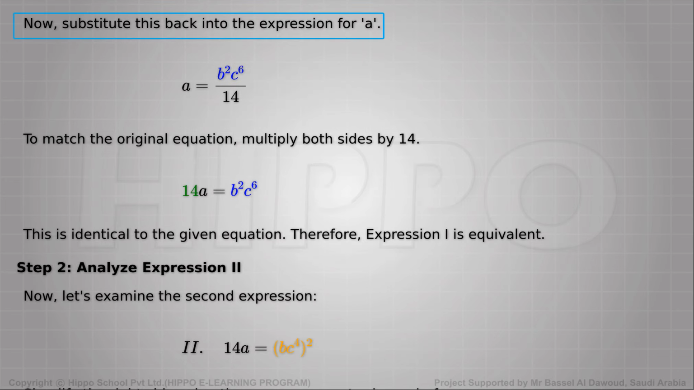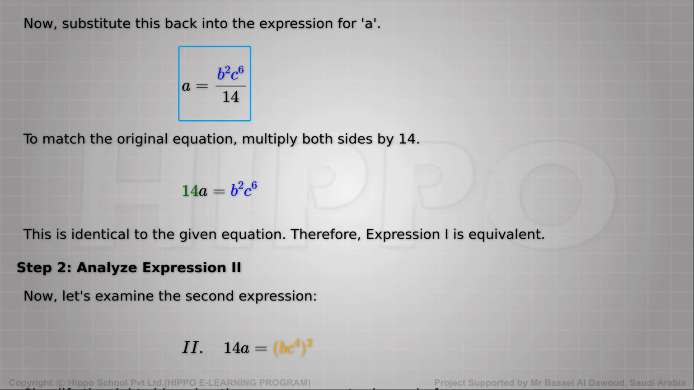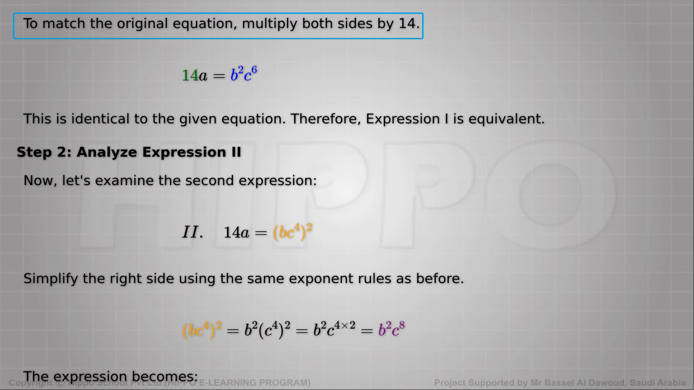Now that we've simplified the numerator, we can substitute it back into the equation for expression 1. This gives us a equals b squared c to the sixth, all divided by 14. This already looks very similar to our target equation. We're just one step away. To make it look exactly like the original equation, we need to get 14a on the left side. We can achieve this by multiplying both sides of our current equation by 14.